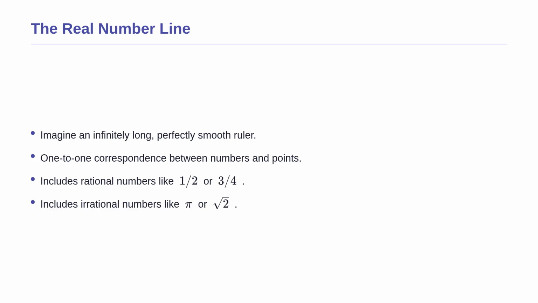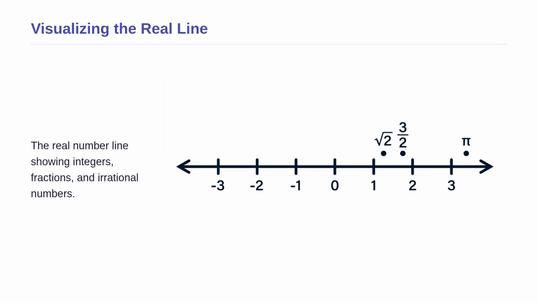This includes rational numbers, which are neat fractions like 1/2, and irrational numbers like pi or the square root of 2, whose decimals go on forever. There are absolutely no gaps on this line. Now that we understand the concept, let us look at how this line is actually drawn.